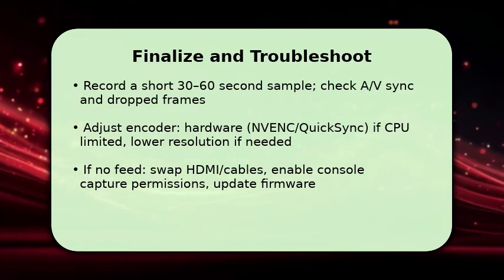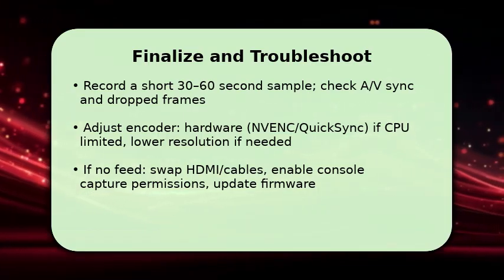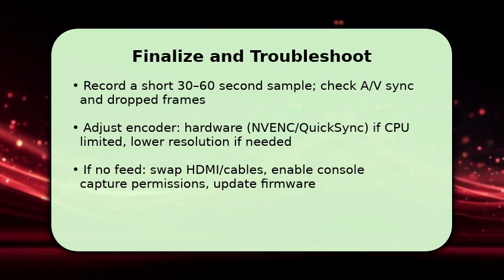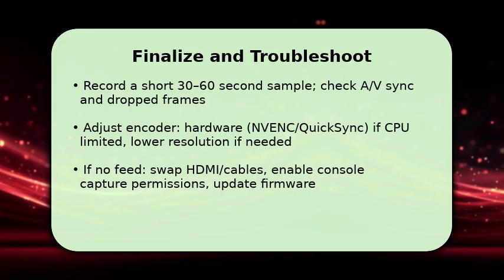Enable capture or broadcasting permissions in the Xbox privacy settings and reboot both devices. This single troubleshooting step often resolves stuck signal issues.